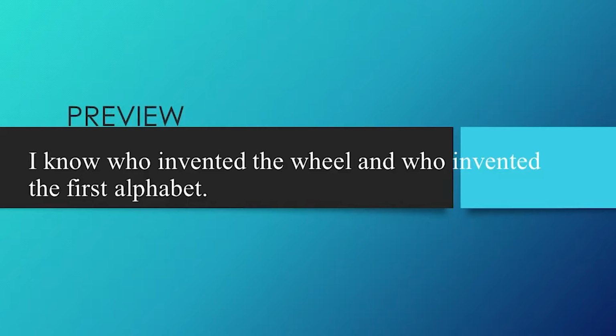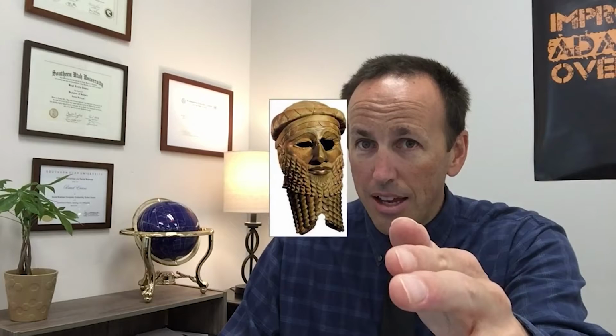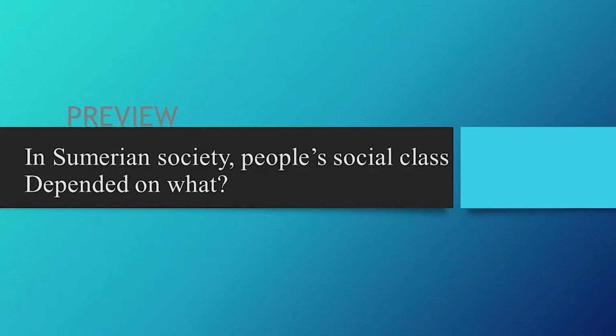The Sumerians invented the wheel, but the Phoenicians invented the alphabet. Make sure you know those two things. Who's the first emperor in Mesopotamia? 1, 2, 3, say it. Sargon. All right. Sumerian society, their class system, it's based on what? Their occupation or their job, okay? Sumerian society, your social rank, is based on your job, okay? Remember that? Here we go.